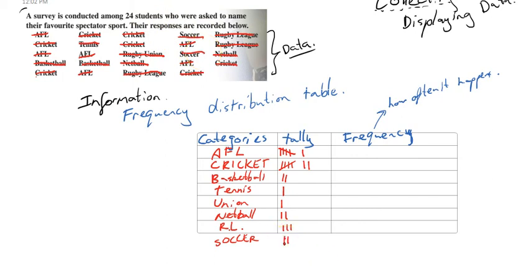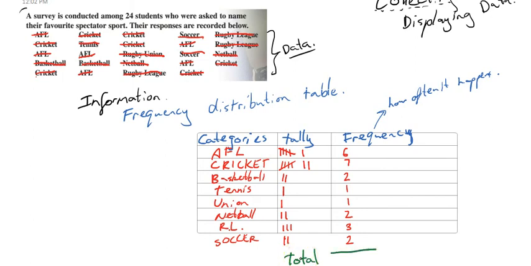Now, once you've done all that tallying, make sure that you fill out your frequency column. That's really just counting up your tallies. So 6, 7, 2, 1, 1, 2, 3, 2. Now, a very good idea: at the very end here, make sure you put in a total column.